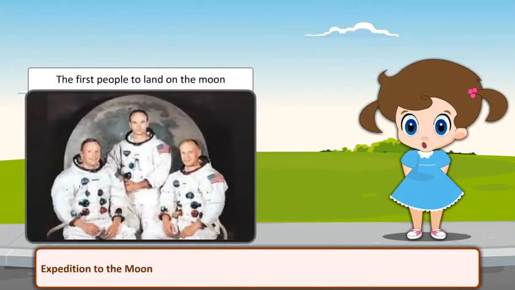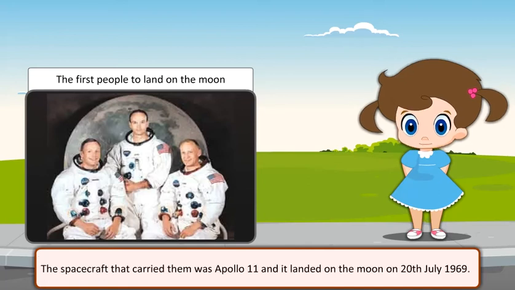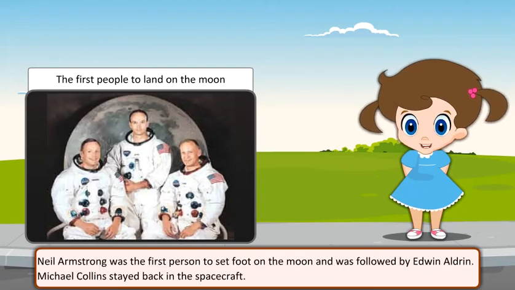Expedition to the moon. The first people to land on the moon were 3 American astronauts, Neil Armstrong, Edwin Aldrin, and Michael Collins. The spacecraft that carried them was Apollo 11, and it landed on the moon on 20th July 1969. Neil Armstrong was the first person to set foot on the moon and was followed by Edwin Aldrin. Michael Collins stayed back in the spacecraft.